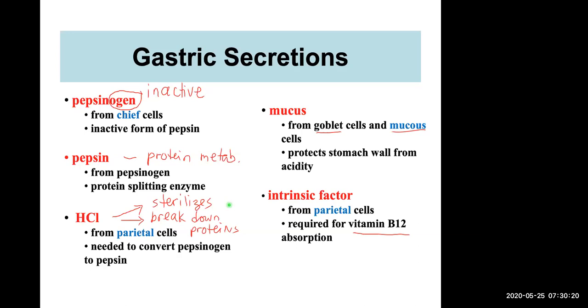Vitamin B12 is responsible for red blood cell production, among other things, helping with nervous system activities and so on. And so it is a very important vitamin, and we need it to be absorbable.